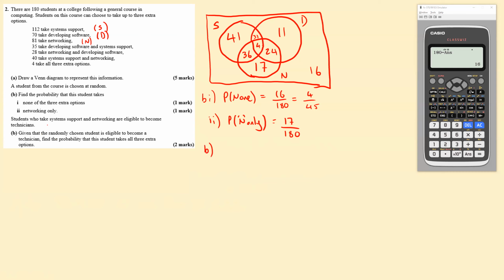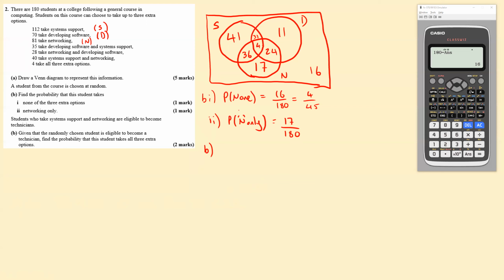At B, students who take system support and networking are eligible to become technicians. System support and networking is everything here. So anyone that's in either of these two circles. So basically not that 11 and not that 16. It's important that you see that it's only systems and networking that are eligible here. So we need to add those together.